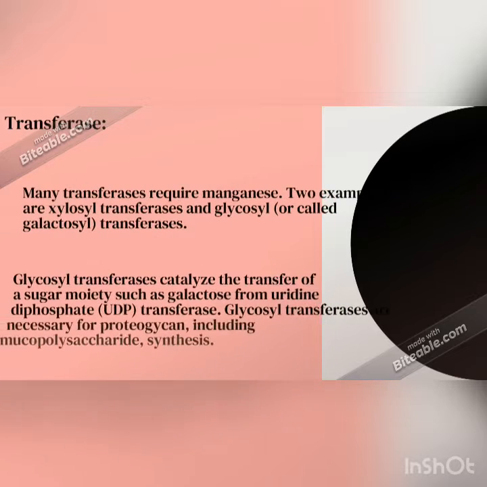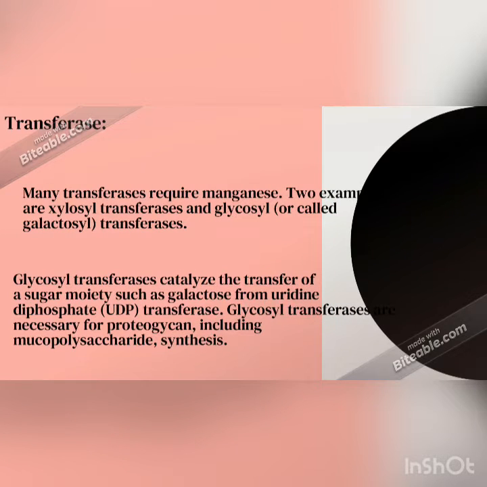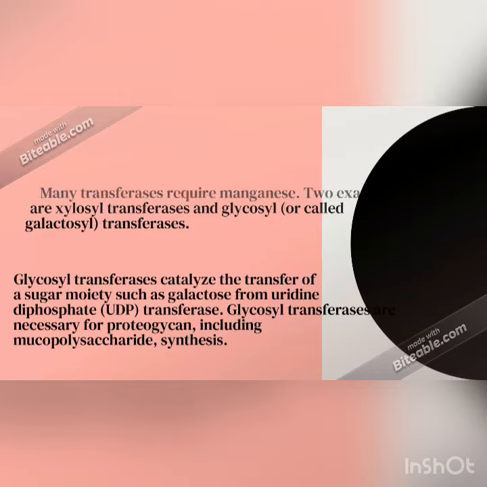Transferase. Many transferases require manganese. Two examples are xylosyl transferases and glycosyl, also called galactosyl, transferases. Glycosyl transferases catalyze the transfer of a sugar moiety such as galactose from uridine diphosphate, UDP. Glycosyl transferases are necessary for proteoglycan, including mucopolysaccharide, synthesis.